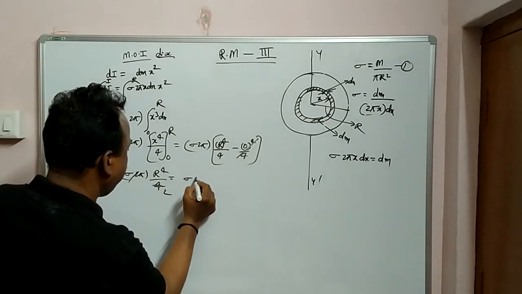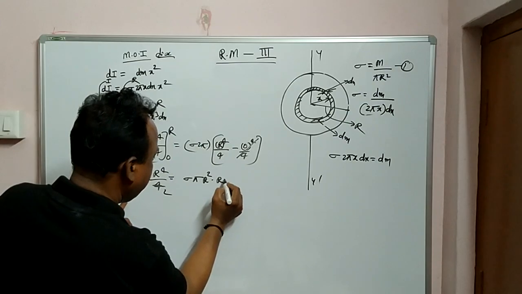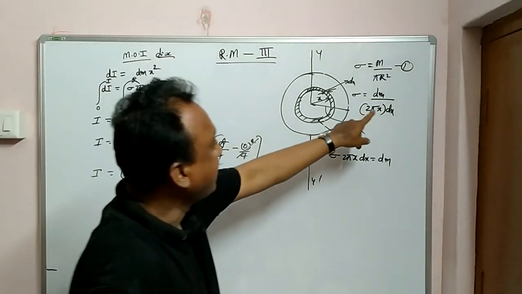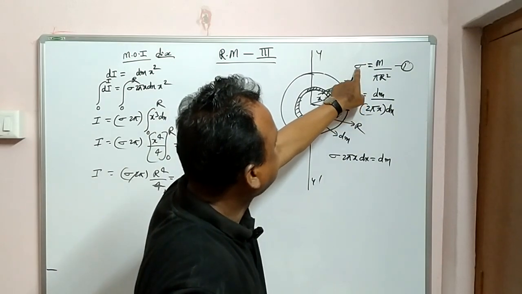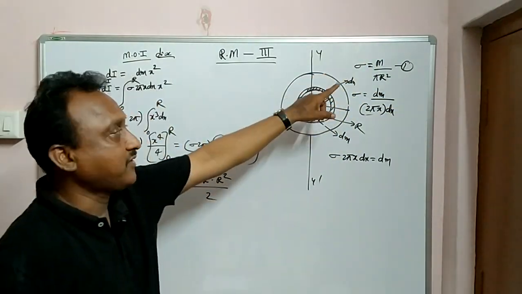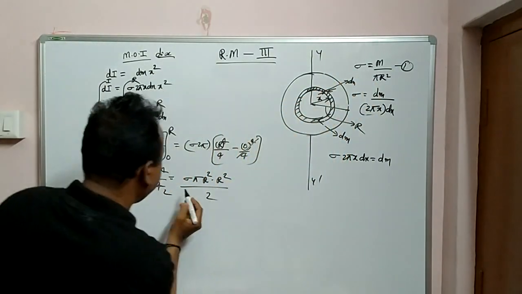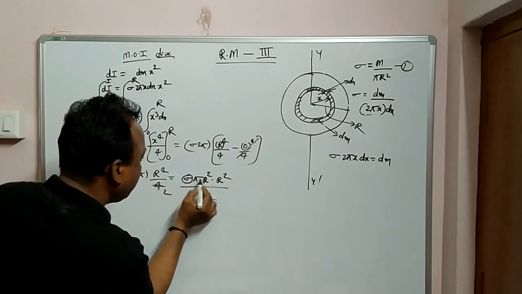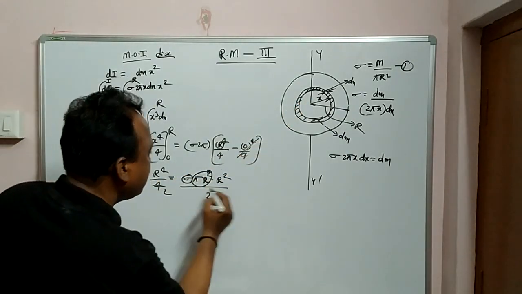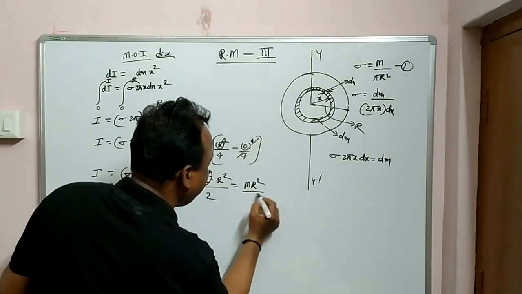You will get it as sigma pi r power 4. I can write r square into r square by 2. Now, see equation 1 here. What is equation 1? Sigma into pi r square. That is the entire mass of the disk, which is capital M. So, sigma into pi r square, I can write as capital M. So, if I write it as capital M, then it is m r square by 2.